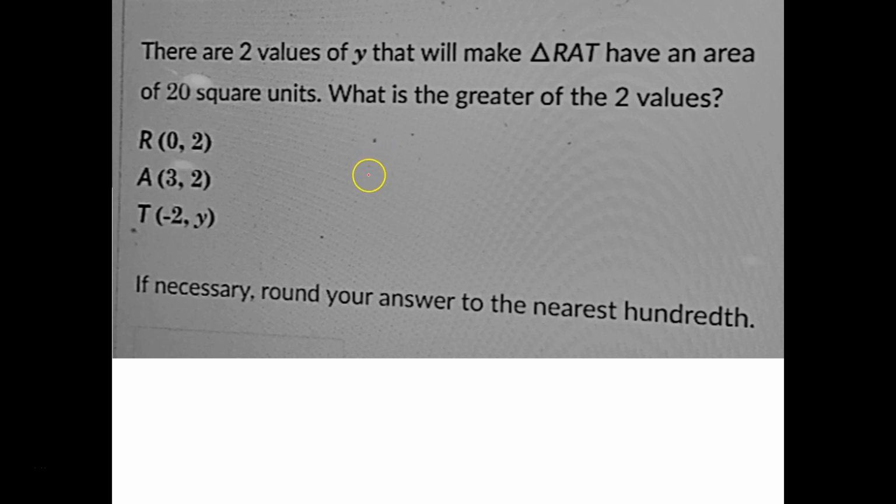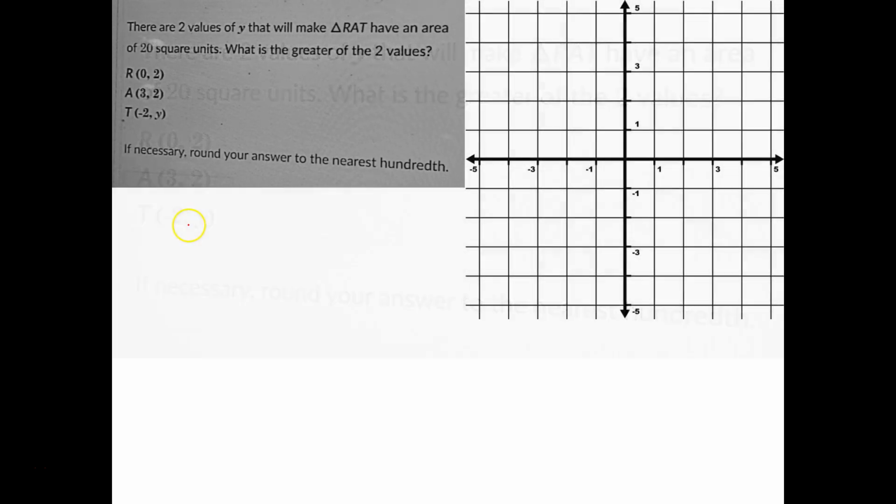Alright, so there are two values of y that will make triangle RAT have an area of 20 square units. What is the greater of the two values? In order to get an idea of what's going on here, we're going to need to graph, or plot, these points on a graph. So let's go ahead and do that.